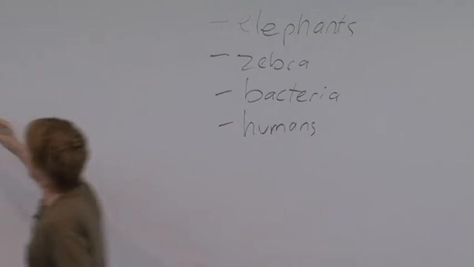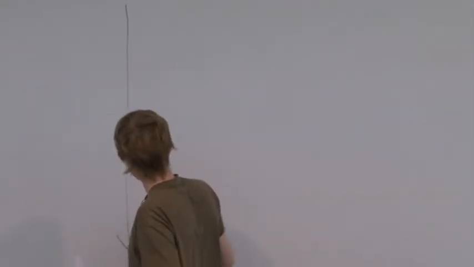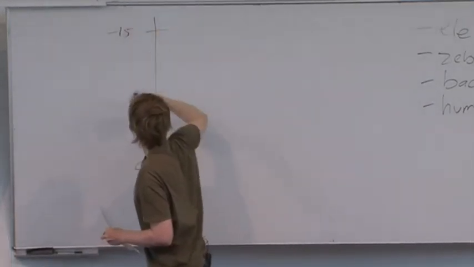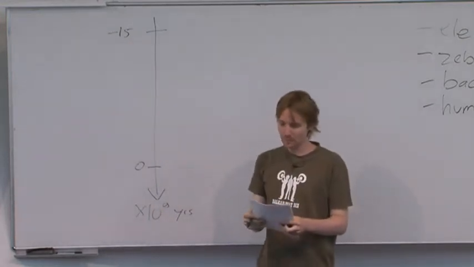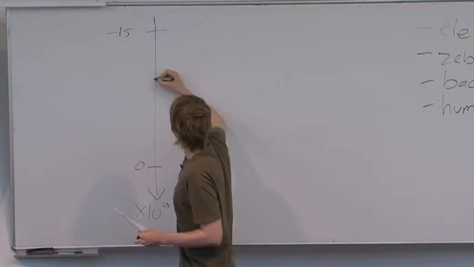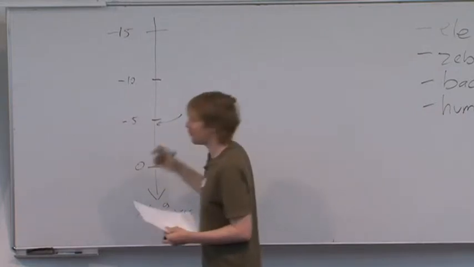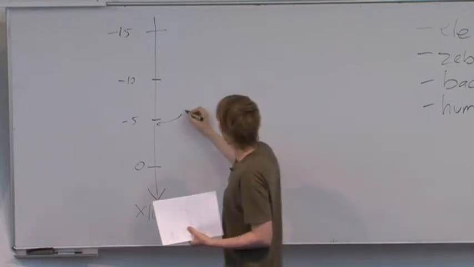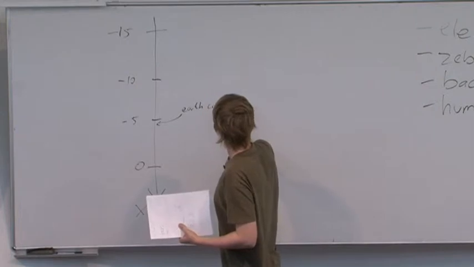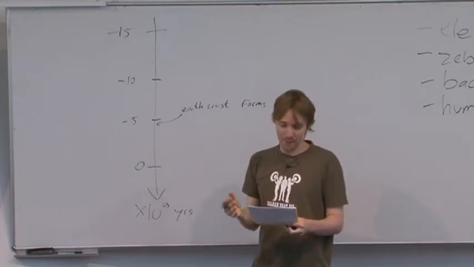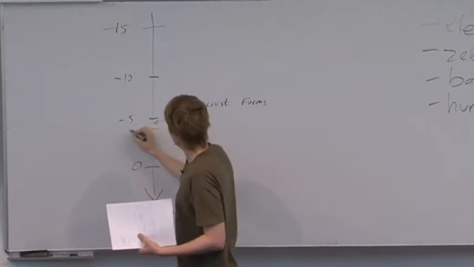So we have to look at it on a time axis. That's going to be time, in billions of years, and right now we're here, at zero. The universe started around minus 15 billion years ago. On this time scale we can put the major events, like minus 10, minus 5. The Earth crust forms around 4 to 5 billion years ago, and life, it is believed, appears shortly after this. So life appears around 4 billion years ago.